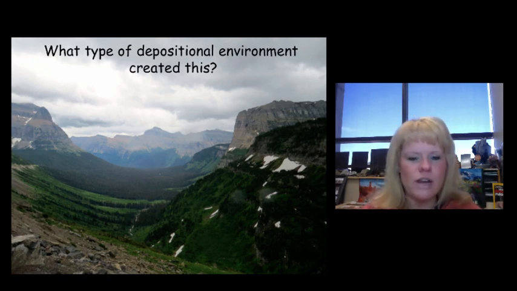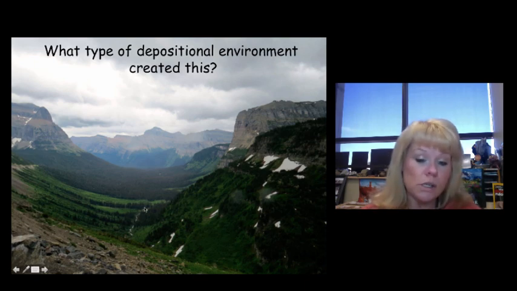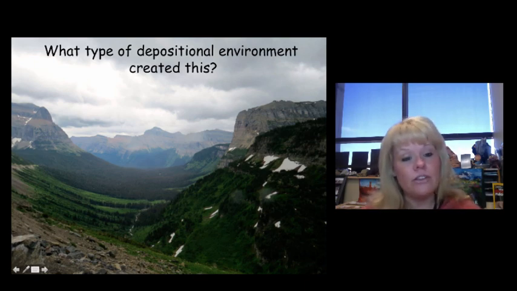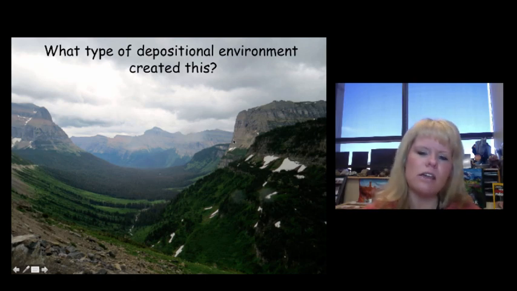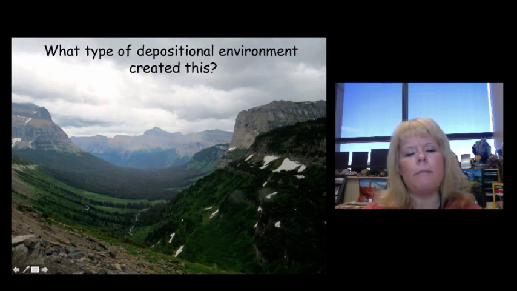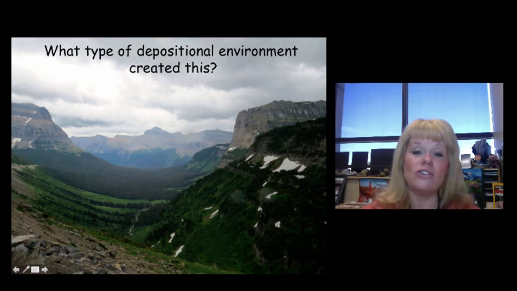So what kind of depositional environment created this? Like, well, I see a river down at the bottom. I do too. That's not what created it. Look at this big, broad U-shaped valley with really steep sides right here and a steep side right here and a big, nice U at the bottom. There's only one geologic thing that can create that, and that's a glacier.